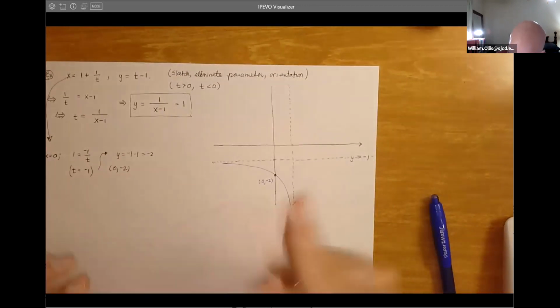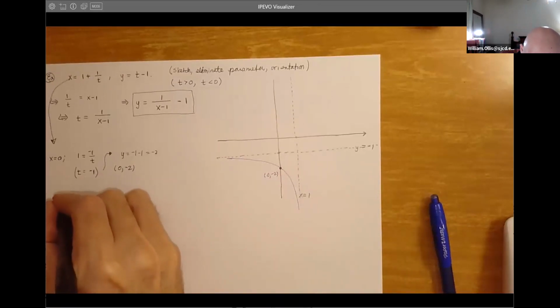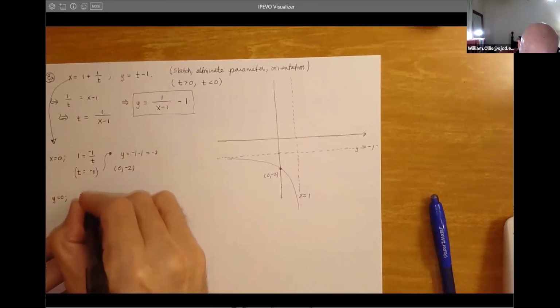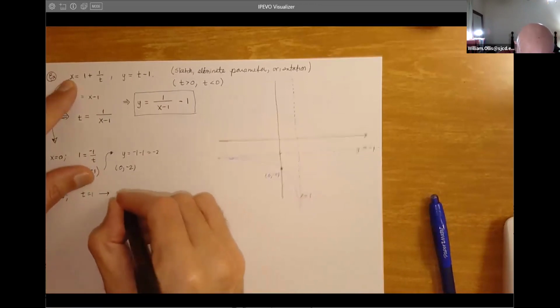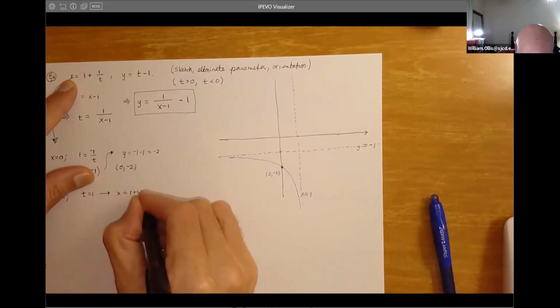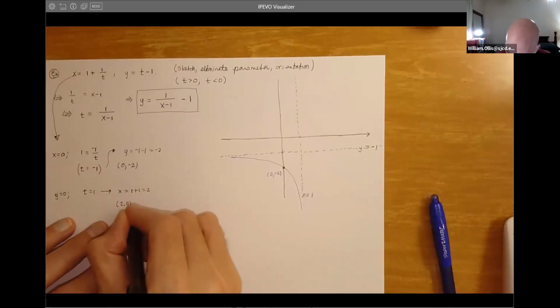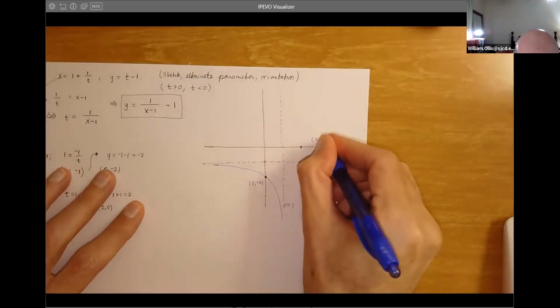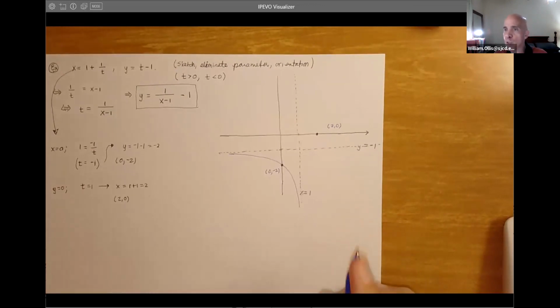Now let's play the same song and dance here, y equals zero. If y equals zero, then we have t, well, that's easy, t equals one, right? Just solve. And so if t equals one, we have x equals one plus one, which is two. So this gives us the point 2, 0. So same thing that we did before. So 1, 2, right here. So here's 2, 0.